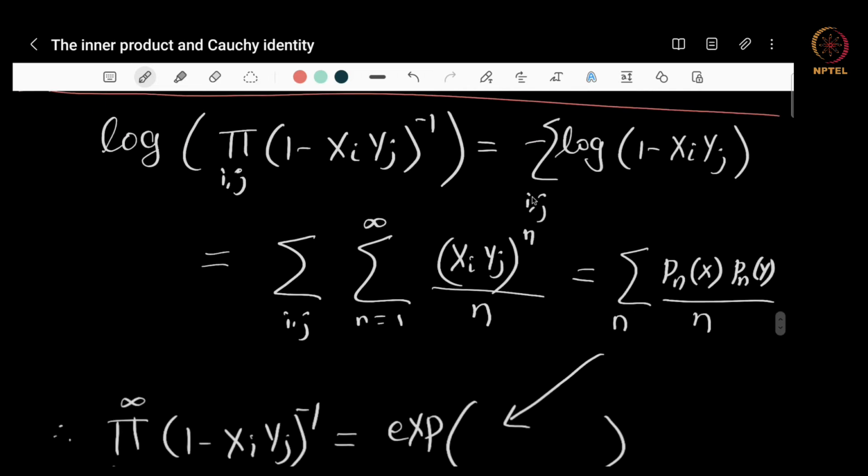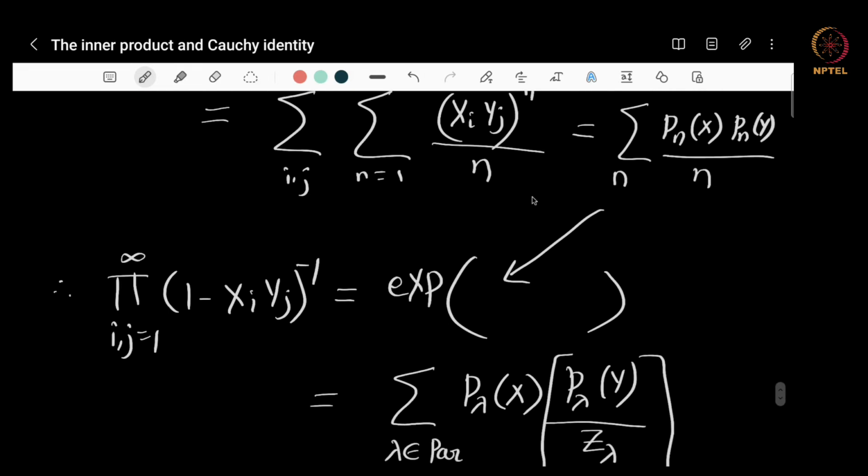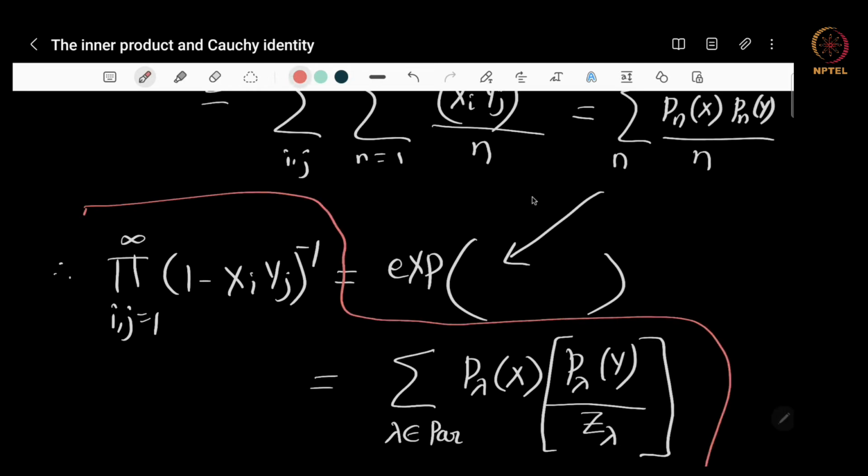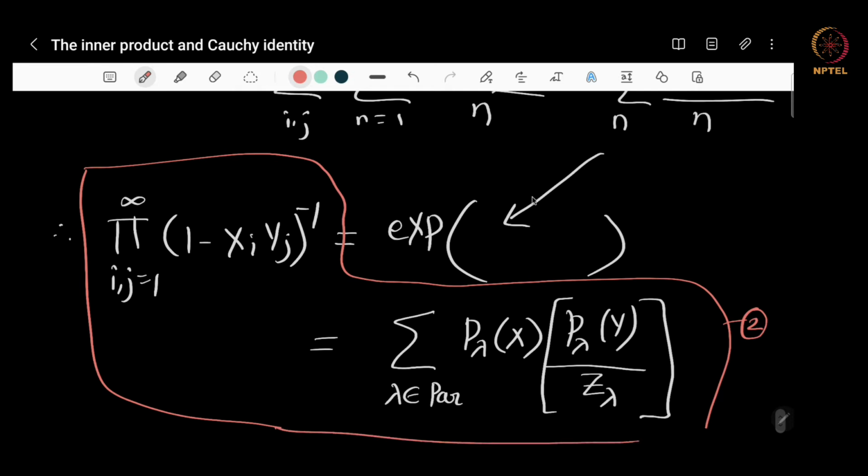Here it is, p lambda in terms of x, and again p lambda, but then normalized, p lambda divided by z lambda in the y variables. So here's sort of version 2, if you wish, of the Cauchy identity. Here's the second Cauchy identity. So the infinite product on the left hand side is the Cauchy product that we are trying to understand.